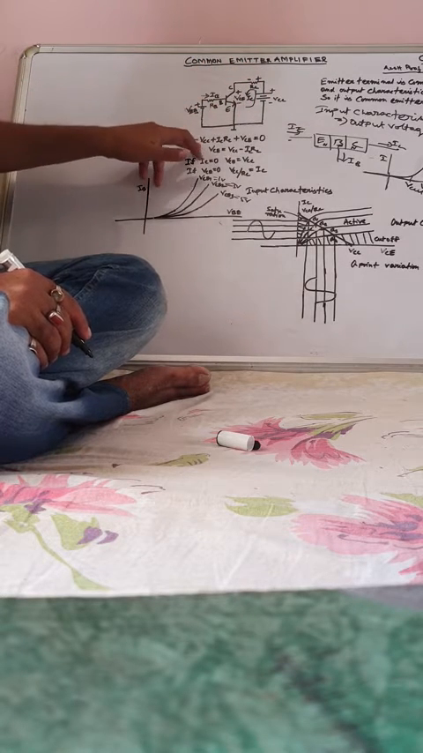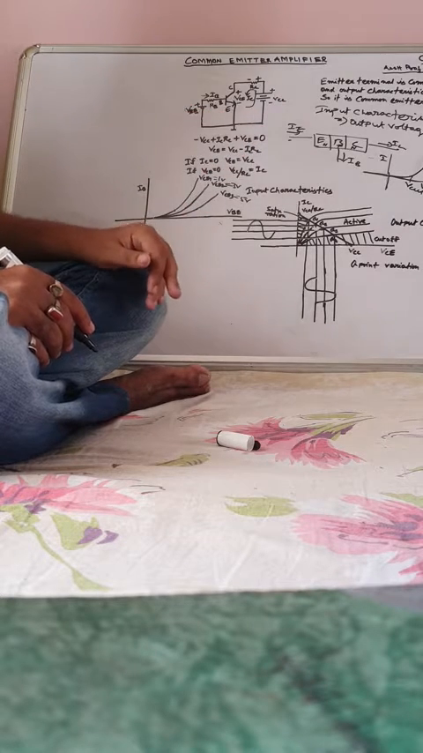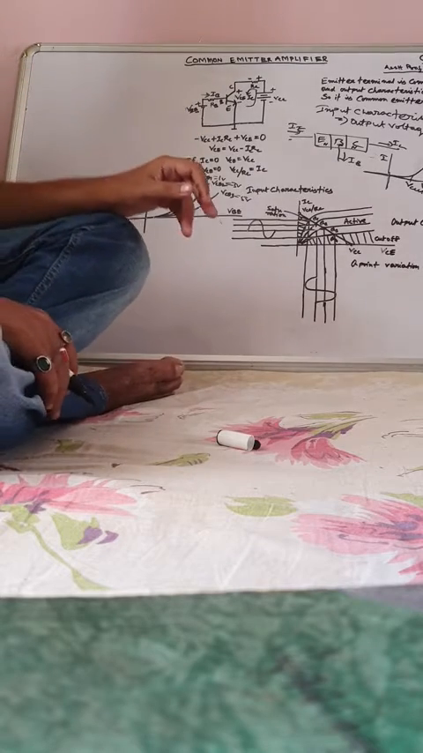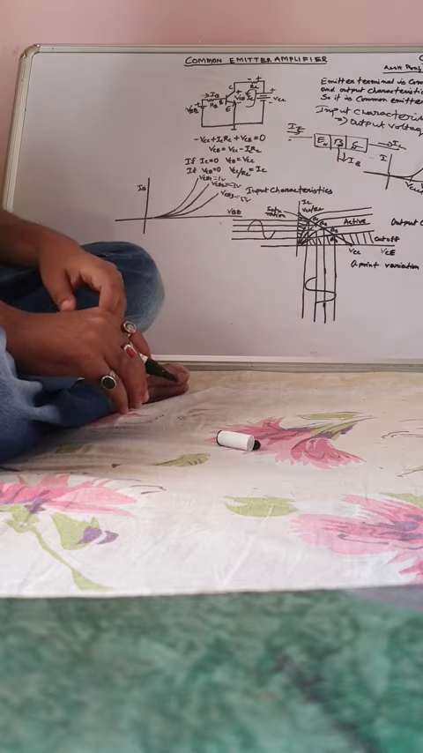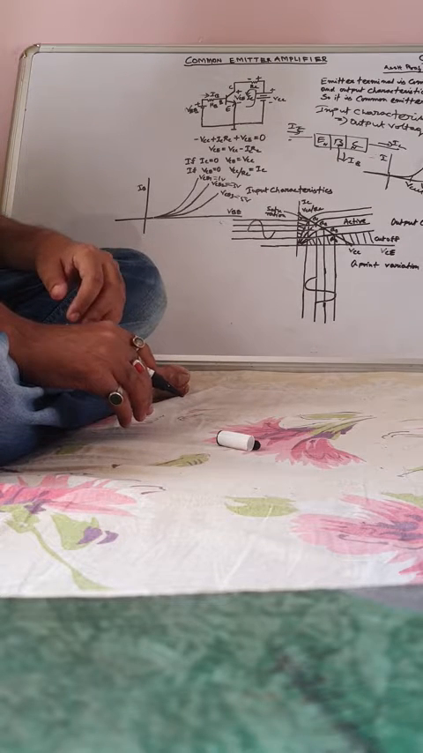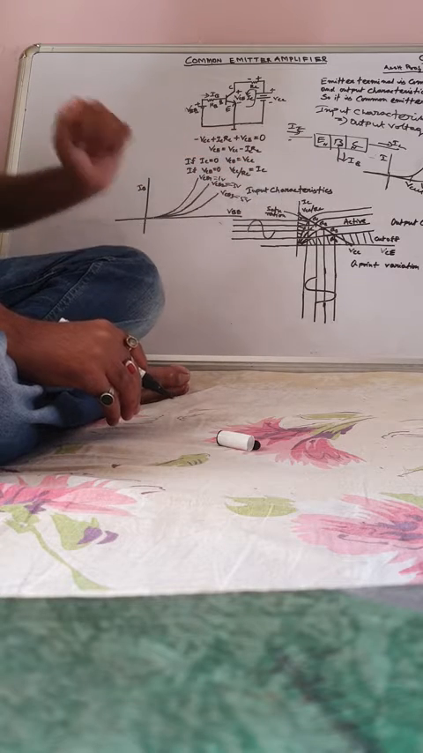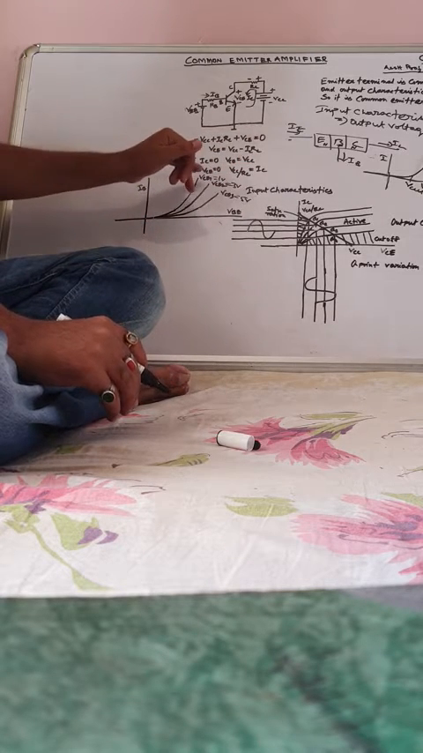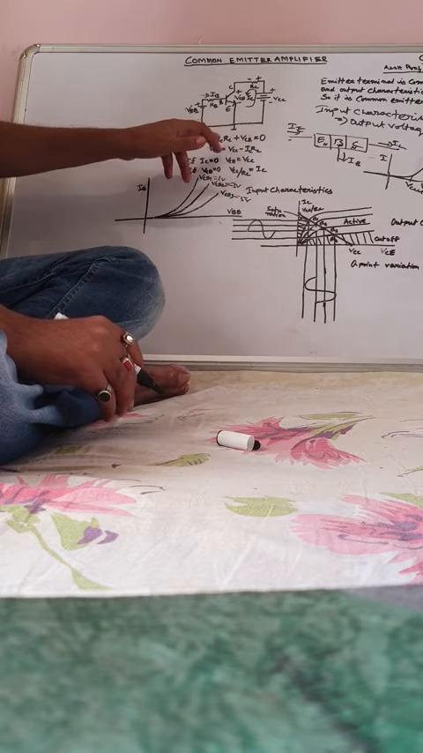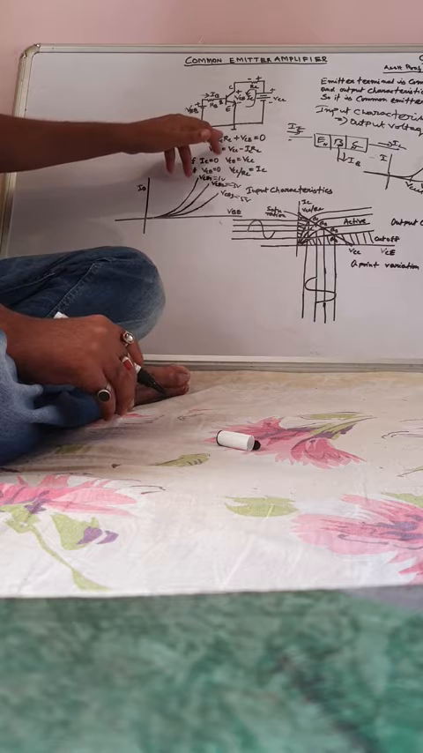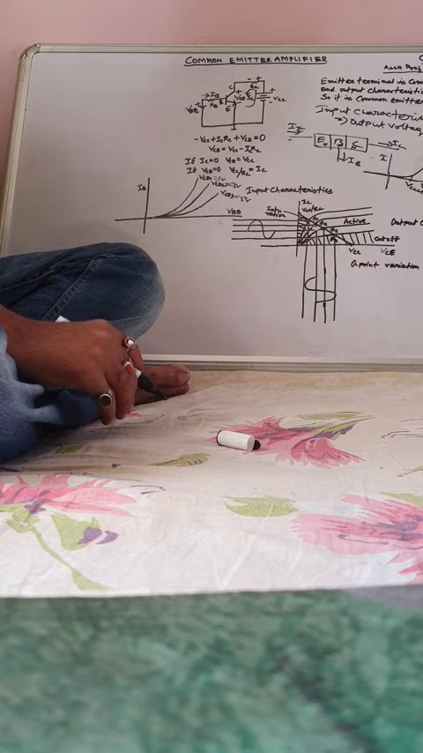So minus VCC plus IC into RC plus VC equal to 0. So VC equal to VCC minus IC into RC. So if IC is equal to 0, VC equal to VCC. And now if VC equal to 0, IC equal to VCC by RC. This equation: VC equal to VCC minus IC into RC.